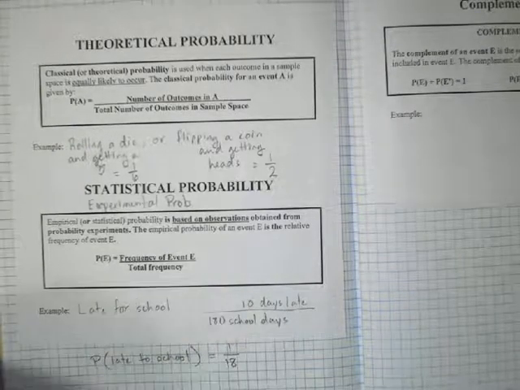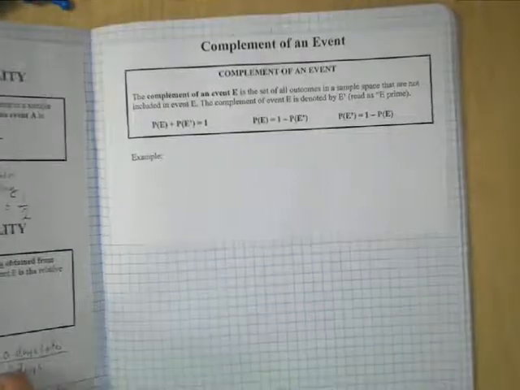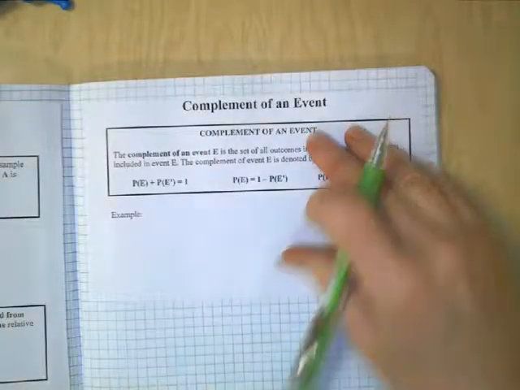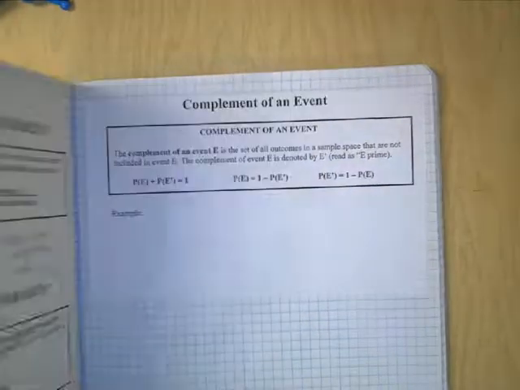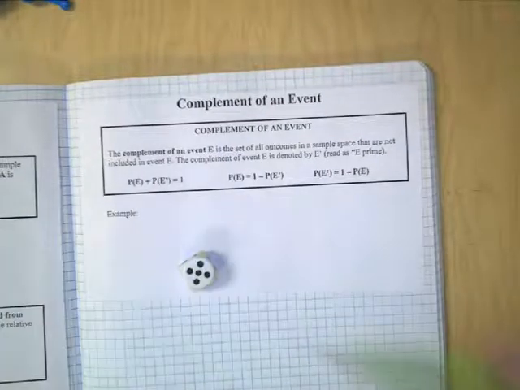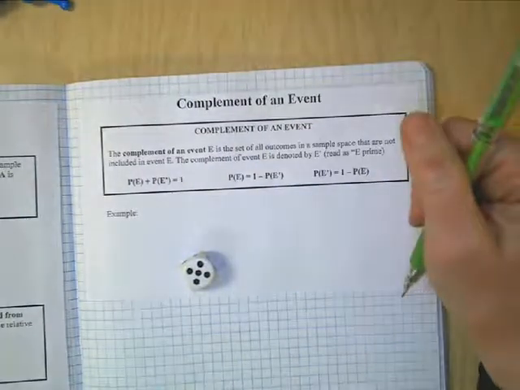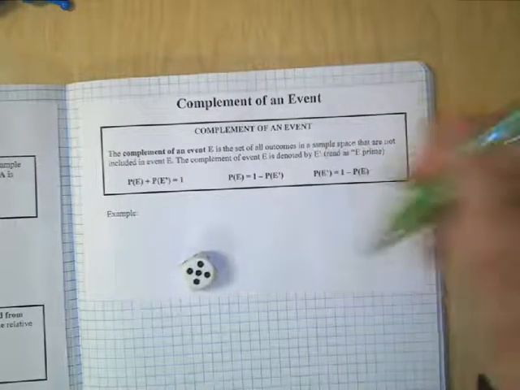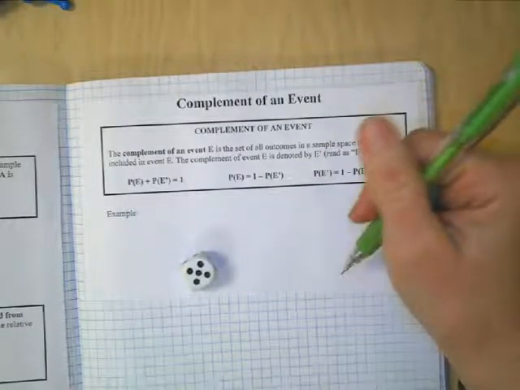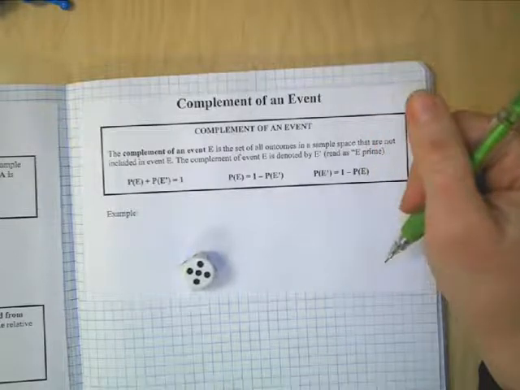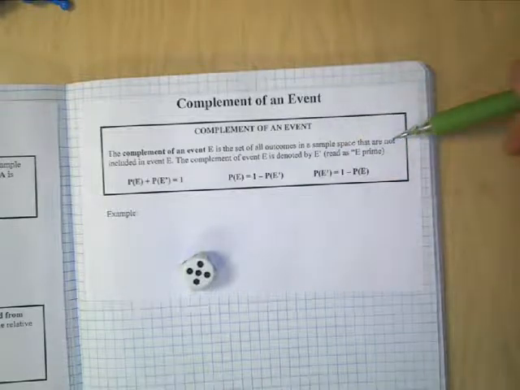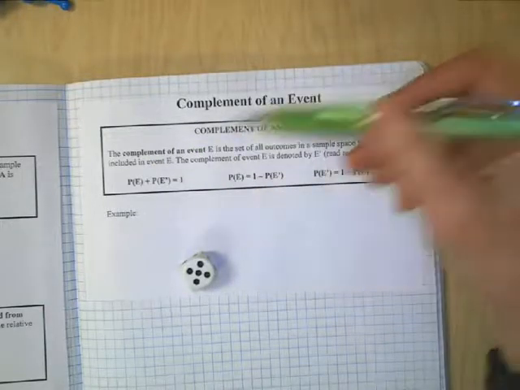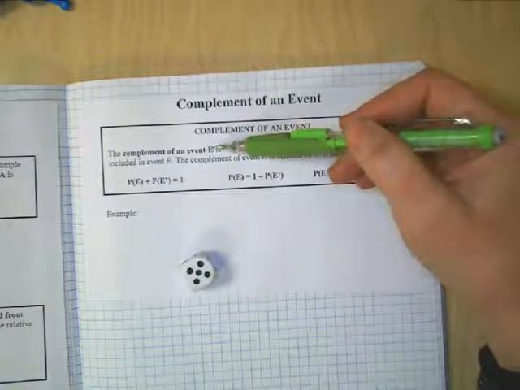Okay. Another thing, we talked about this in Ms. Castro's class, but not in Mr. Meyer's class. What is the complement of an event? So a complement of an event, you have an event that could happen, say rolling a 5 on a die. So I might want to get a 5 when I roll a die. The complement of rolling a 5 on a die is not rolling a 5 on a die. That would be the complement. So the complement of an event is the set of all outcomes in a sample space that are not included in the event. Okay, so the complement to an event is everything that's not the event.